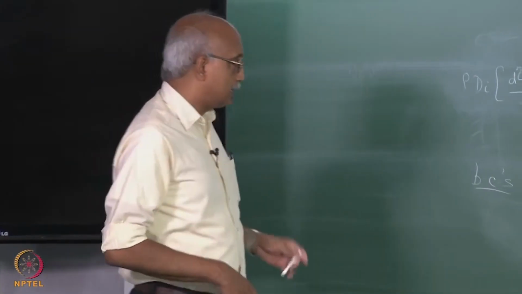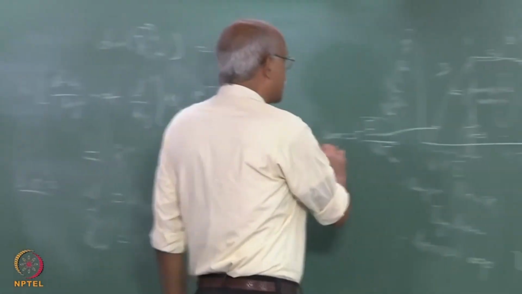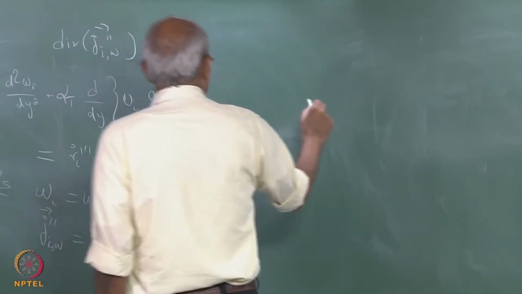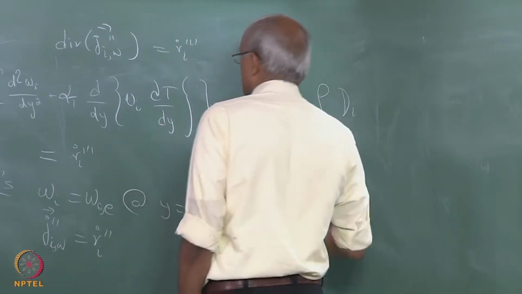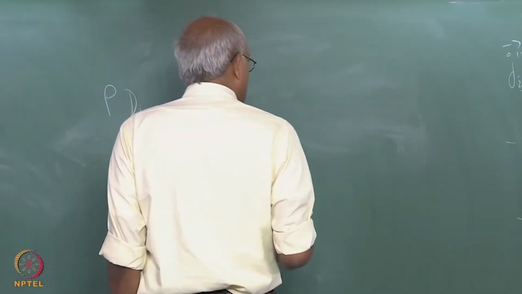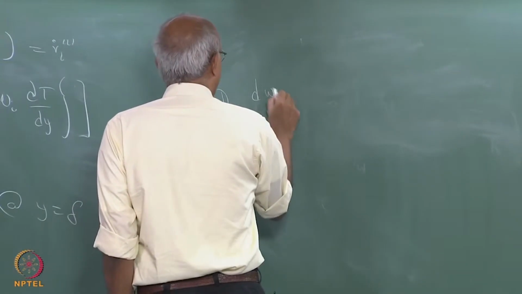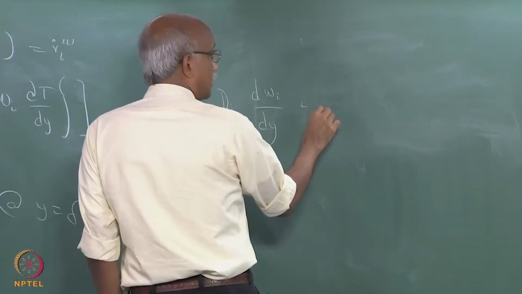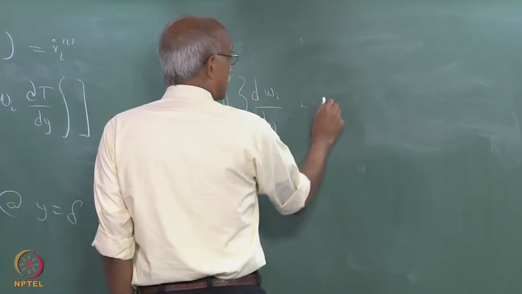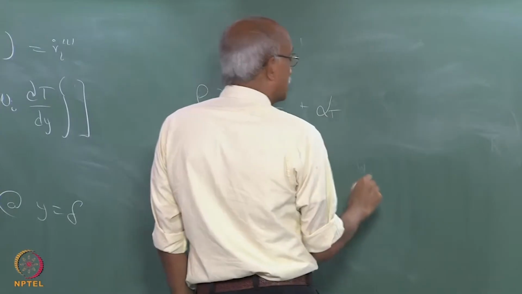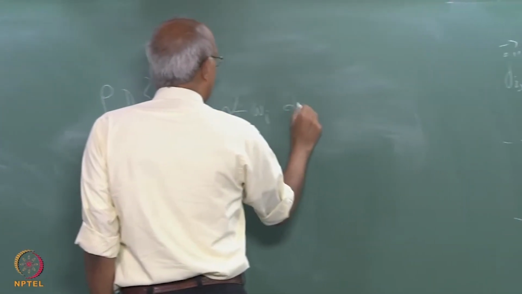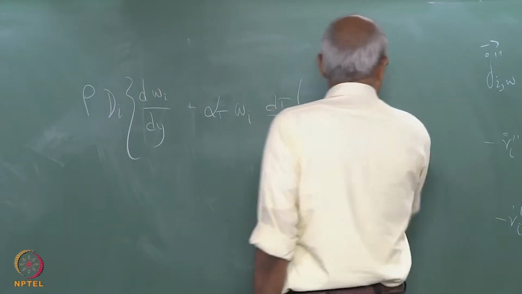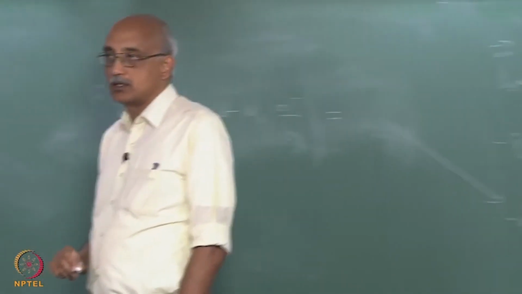So, when you expand it and write it, it will look like rho times D times simply d omega I over dy plus alpha t omega I dT by dy equals this expression for R_I double prime.